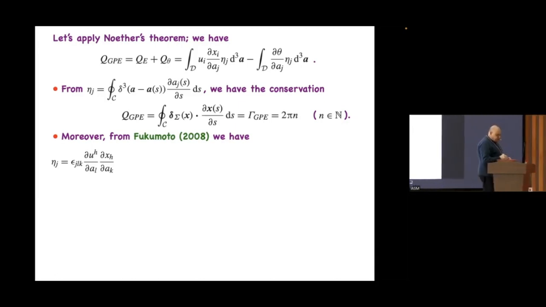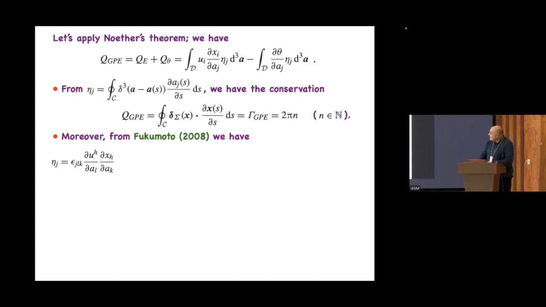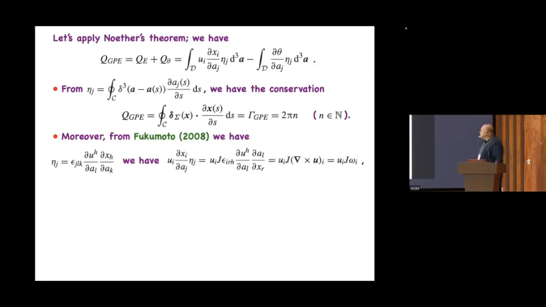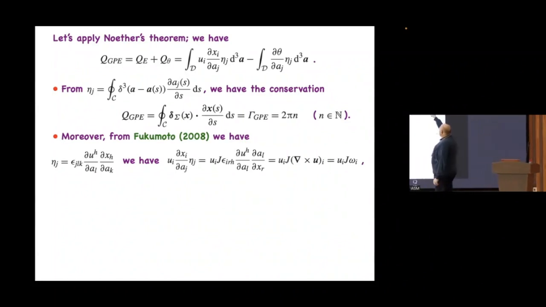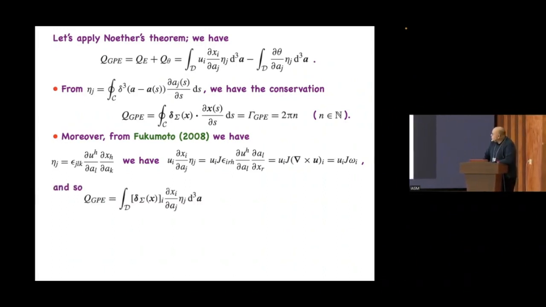It's the displacement of the particles that are winding around, let's say, the vortex line, and you can rewrite these in terms of the Levi-Civita tensor, and then with some algebraic manipulation express this in J, being the Jacobian of the transformation of the final position with respect to the initial position. You express that as a U and omega, the vorticity. And so you get this charge, the GPE charge.